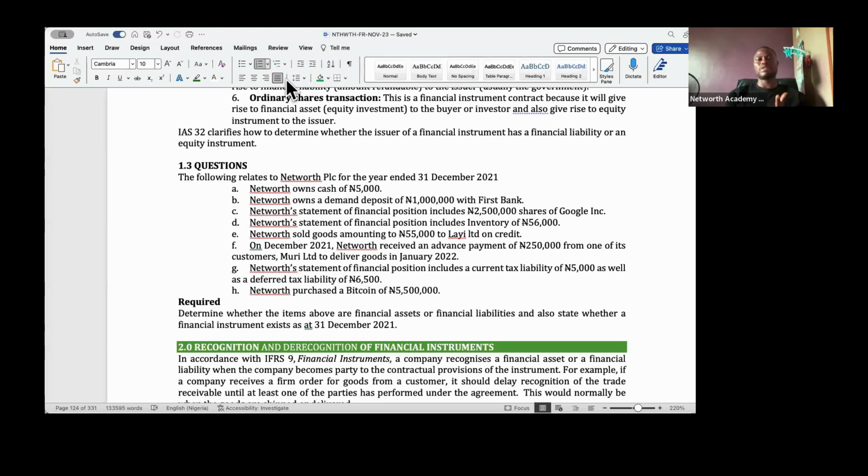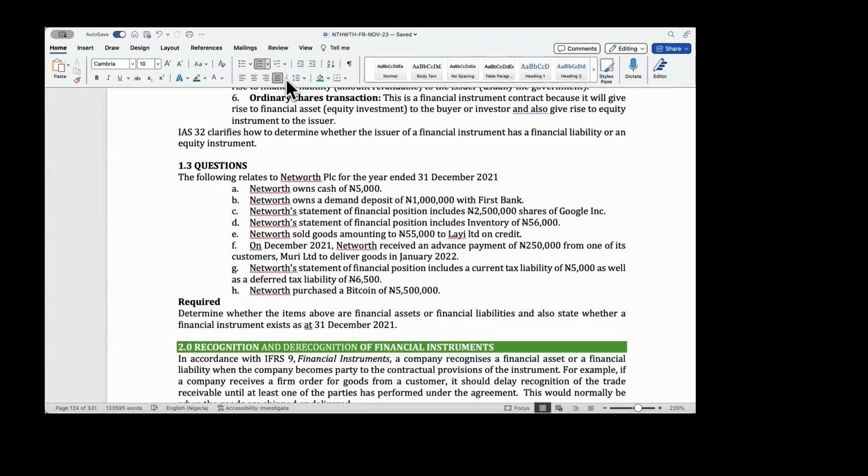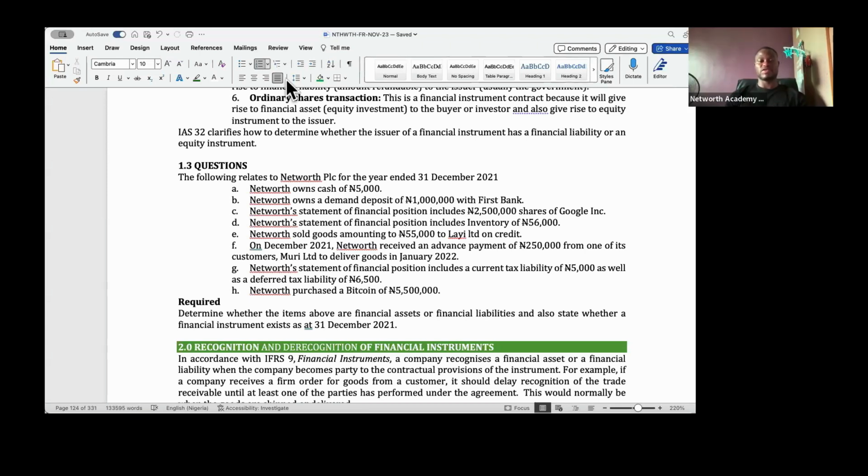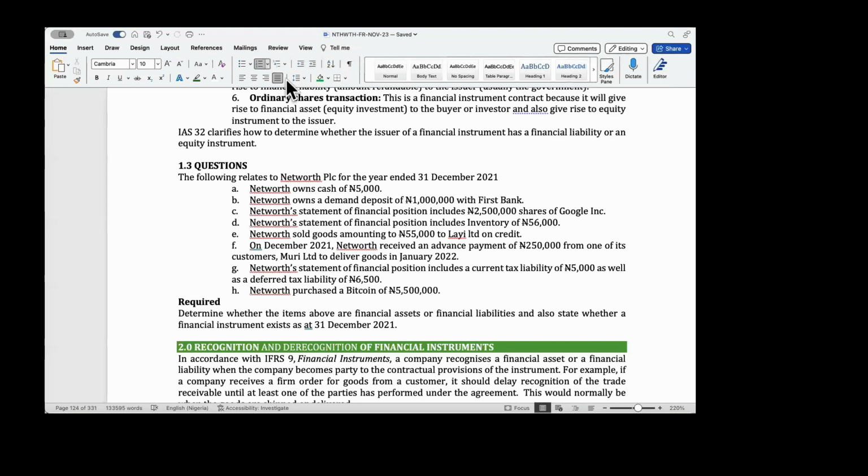Not only that, can Bitcoin be an inventory? Yes, it can also be an inventory. If you buy Bitcoin with the aim of reselling, like you bought a lot and you want to be selling it to people, it's an inventory in your books. So Bitcoin or cryptocurrencies generally can be either an intangible asset or an inventory, and that's how they will be treated, not as a financial asset.